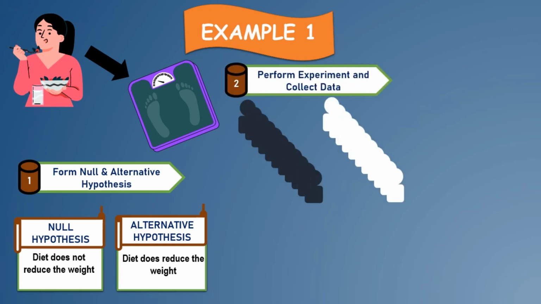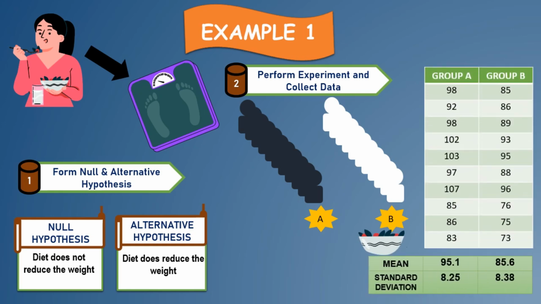So here I have taken 20 people randomly from the population and divided them into two groups, where group A will not take the diet and group B will take the diet. Then after 3 months, I measure the weight of each person in both the groups. As you can see, there is a difference between the means of both groups. But is it sufficient to say that the diet is working? For that, we go to step 3.